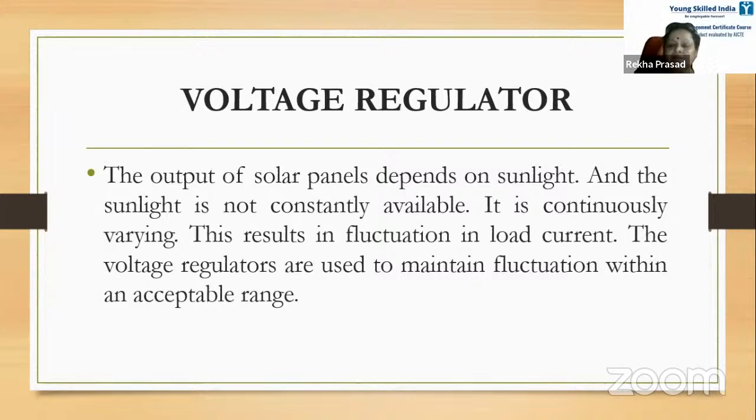Like for example, everything has two components. One is controllable and another is uncontrollable. So here the sunlight which is reaching the panel is uncontrollable. That is not under our control. But we can regulate the voltage by using a voltage regulator so that no harm is done to the transmission or other parts of the solar plant.